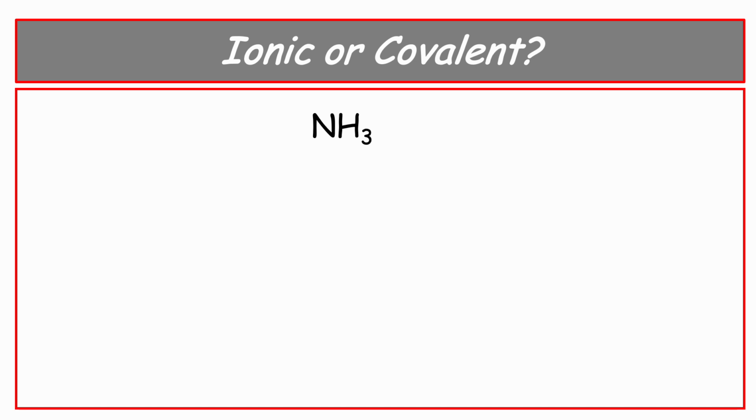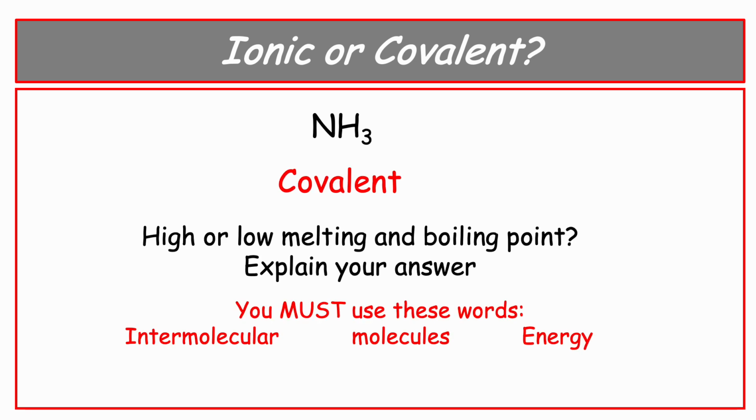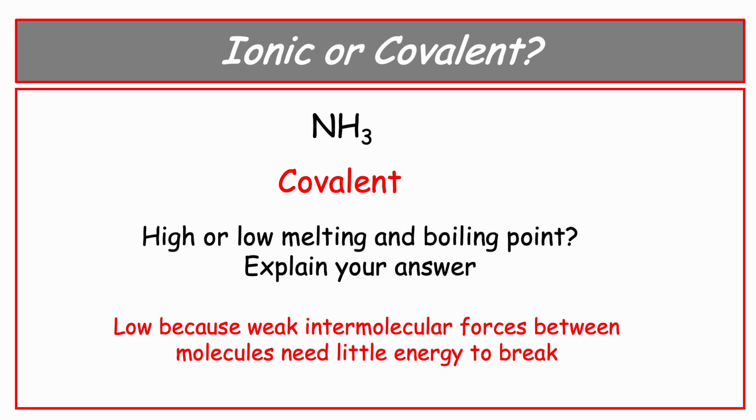If you look at ammonia, nitrogen is a non-metal. Hydrogen is a non-metal, so it must be covalent. And to explain the melting and boiling point, we're going to say it has a low melting and boiling point because there are weak intermolecular forces between molecules, so not much energy is needed to overcome them.